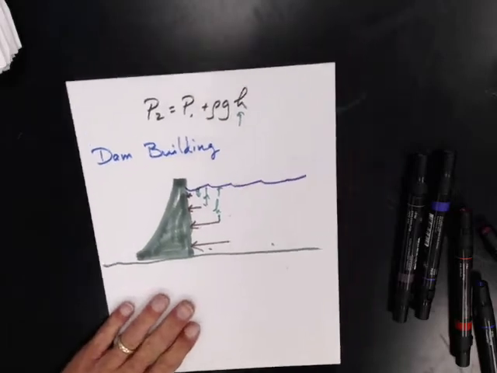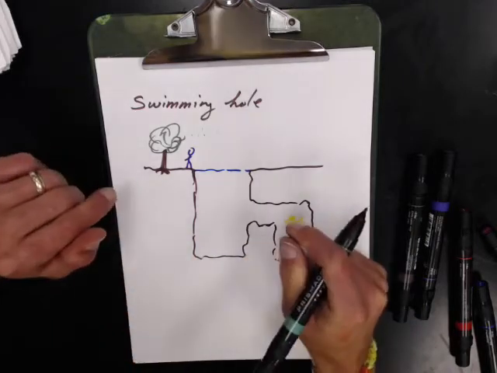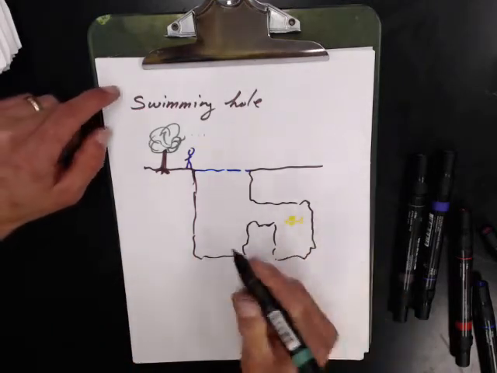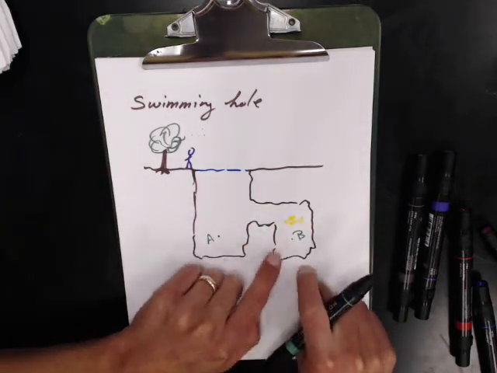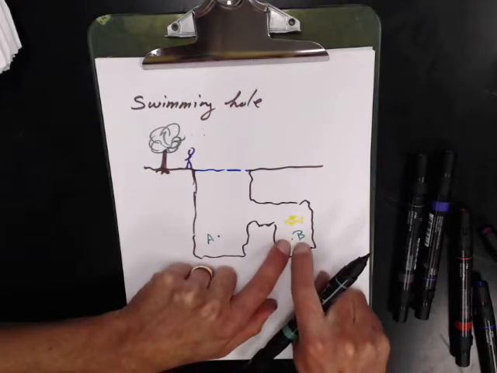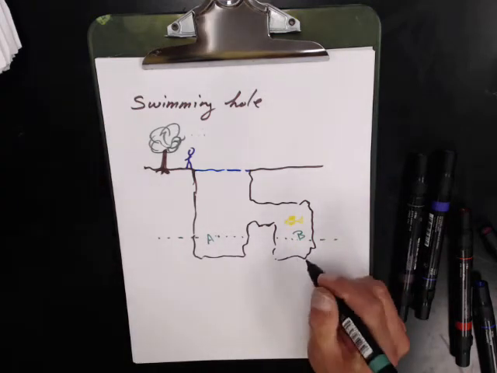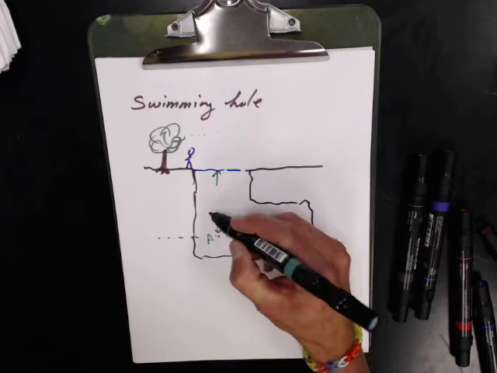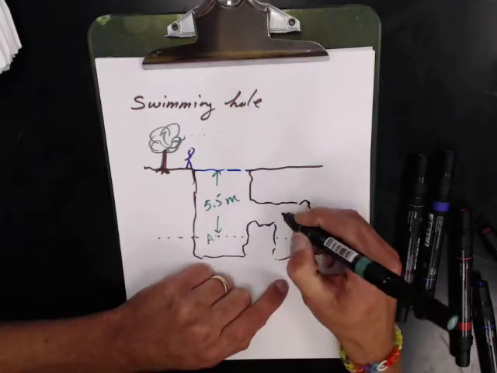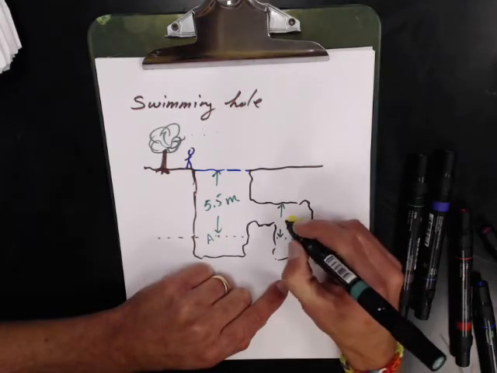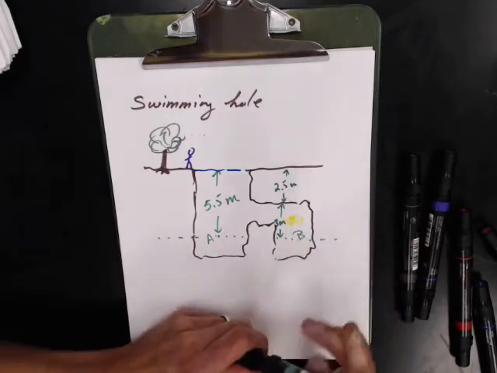A good way to think about this too is when you're going swimming. Here's the swimming hole where I grew up. Notice it's brown. That's because all swimming holes are brown. Let's take a look at the pressure over here at A and the pressure over here at B, because you've got this little cave that's going in. Over here at A and B are at the same depth. A is 5.5 meters deep, and this little cave over here is just 3 meters deep, so I've got 2.5 meters of dirt above it.